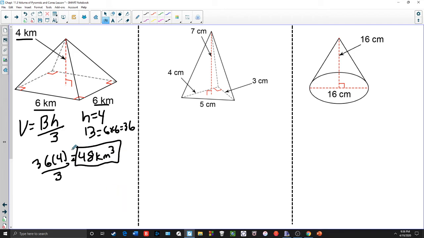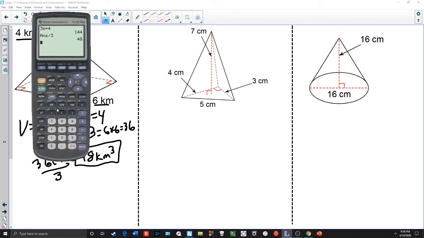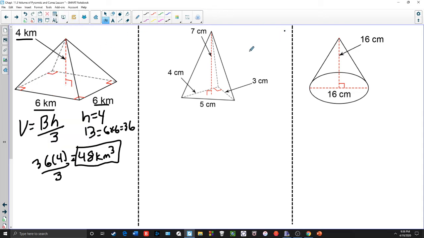So again, just like a prism, find the area of the base, times it by the height. Just remember to divide it by 3 at the end. Or again, you can times it by 1/3. So some people do 1/3, so they don't forget, and then times 36 times 4, and they get the same answer.